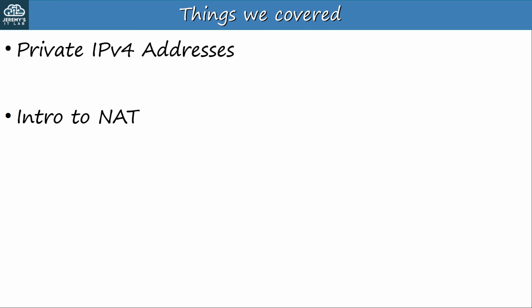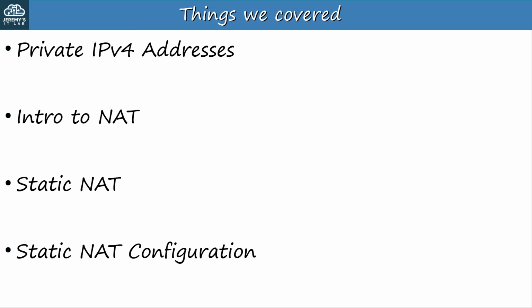NAT allows routers to modify the source and/or destination addresses of packets. But for the CCNA, you just need to learn source NAT. Then we looked at one type of source NAT, static source NAT, which involves manually configuring one-to-one mappings of private IP addresses to global IP addresses. Finally, we looked at how to configure static NAT.